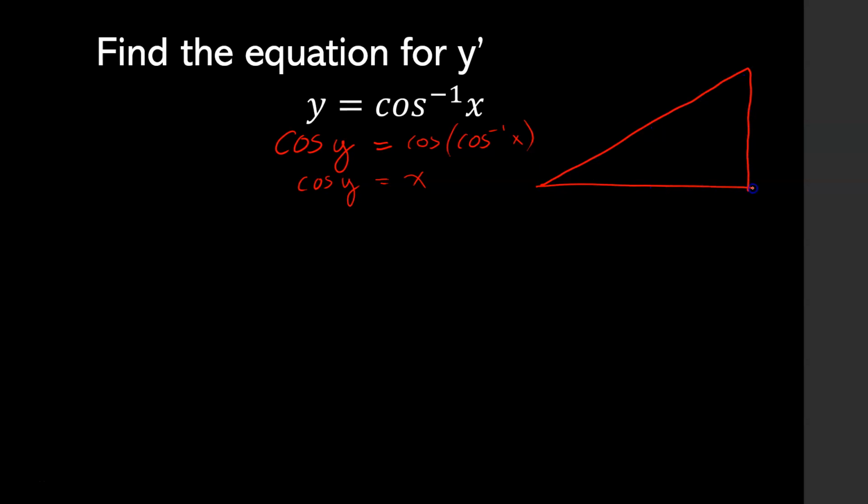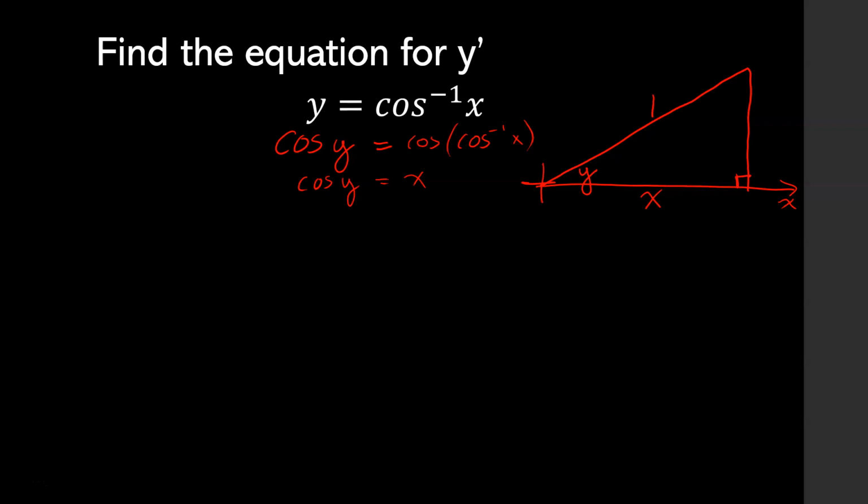Always draw your triangle in standard position, positive x-axis out here, a right angle, and origin down here. What goes in our angle? We're going to call that angle y. If you took cosine of y, you would get x, which means this side is x and this hypotenuse is 1. What's cosine of y? It's x over 1. Nailed it.